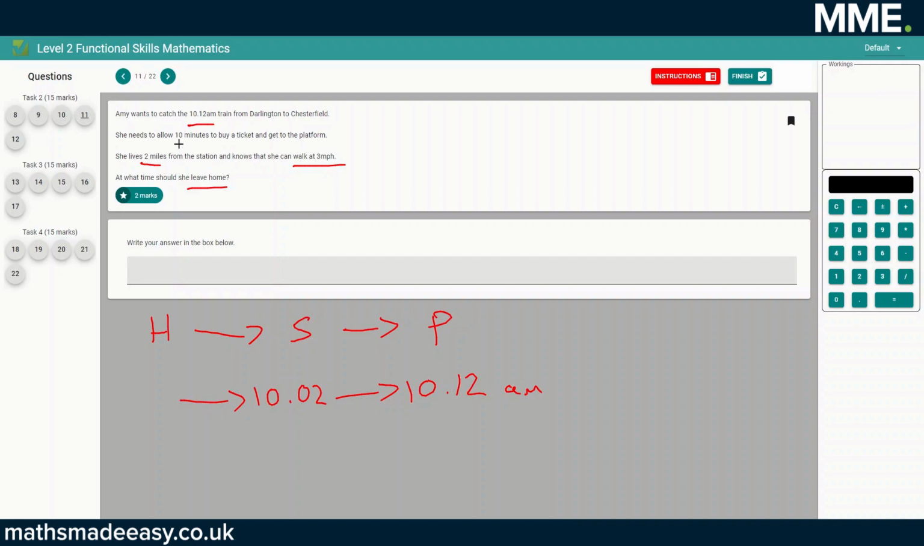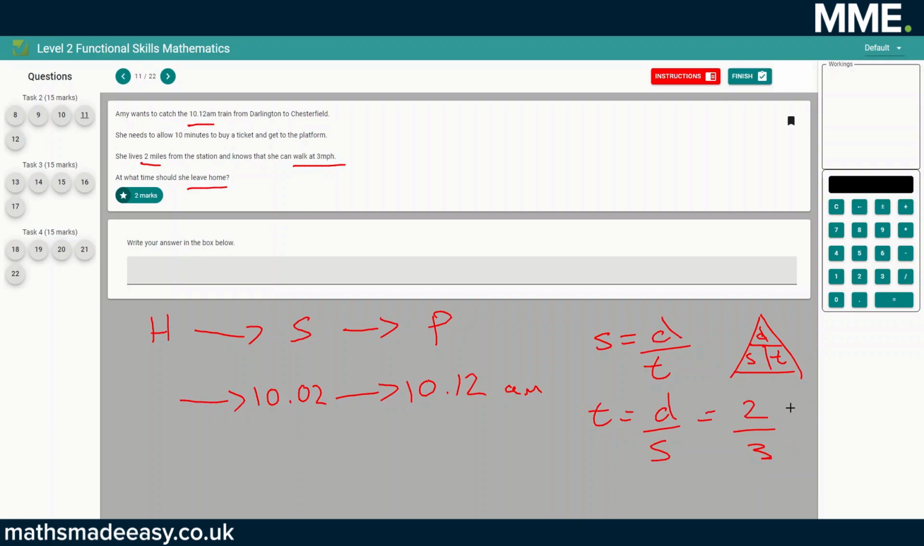We're told that she lives 2 miles away, and we're assuming she walks at a constant speed of 3 miles per hour. To work out how long that will take, we use the relationship between speed, distance and time, which you can either write like that, or use the triangle method, which some people find easier. Rearranging this to find the time it takes, we bring time up here and speed down here. So time is equal to distance over speed, which from the information in the question is 2 miles and 3 miles per hour.